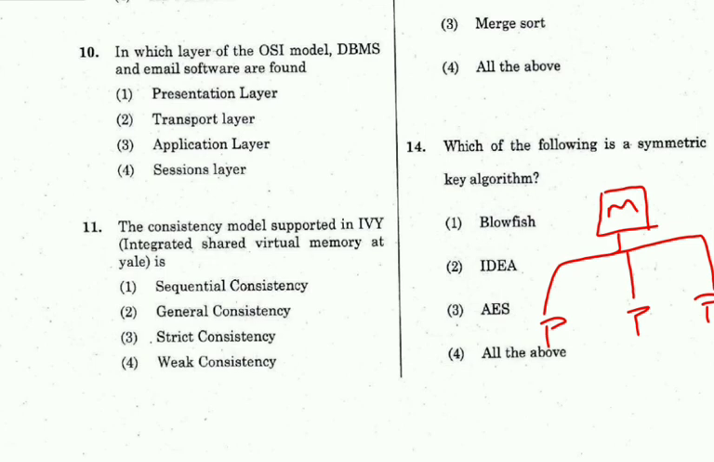Okay. So here it ensures the sequential consistency. All the processes see memory updates in the same order. Though it may not be the same in real time, all the processes will see the memory updates in the same order. So in IVY, to maintain a consistent view of shared memory across multiple nodes, we use sequential consistency. At a time, all the updates will go from the memory to all the processes. So option 1 is the correct answer.